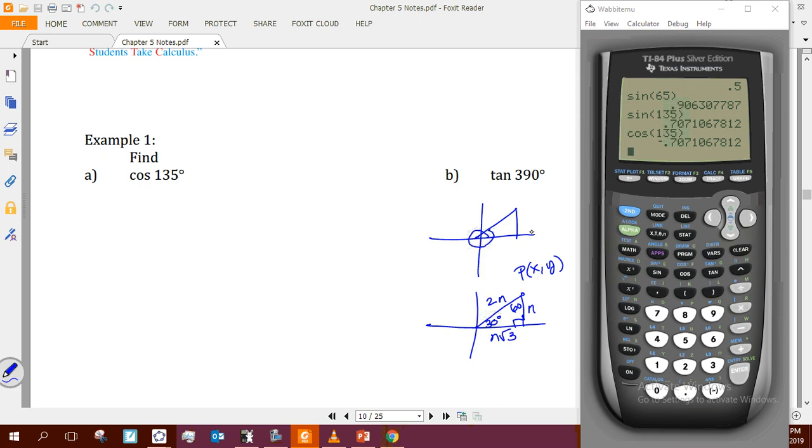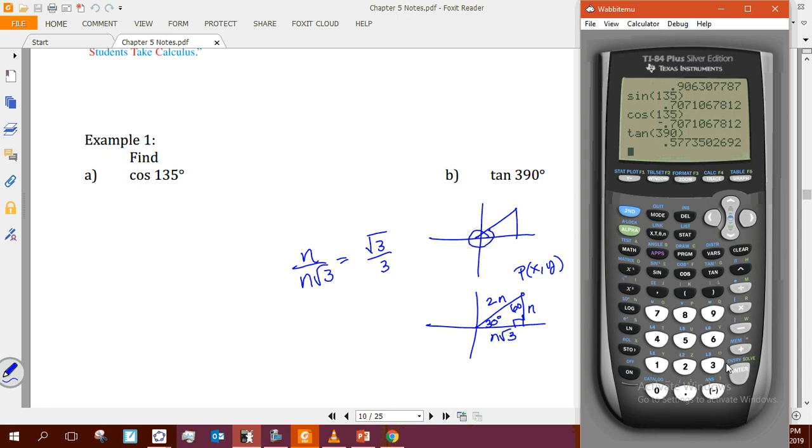So when they ask me what is the tangent, tangent is opposite over adjacent. So I'd have n over n radical 3. Well, that's going to give me, when I rationalize, radical 3 over 3. So when I type in on my calculator tangent of 390, it gives me that number back right there. If I were to type in radical 3 divided by 3, it's the same number.